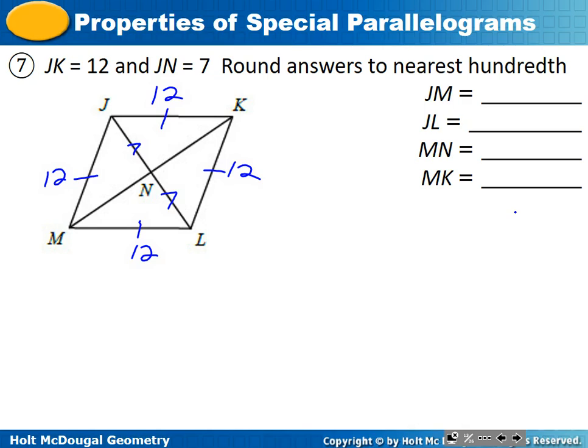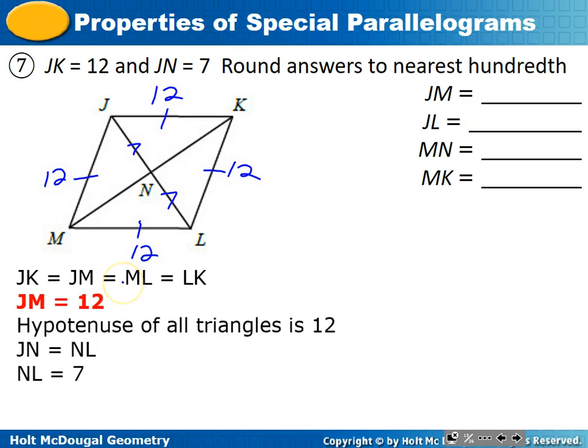So now we can go ahead and fill in these first two blanks, right? Because we know that all of those sides are the same, JM is 12. And because we know that NL and JN are congruent, NL is equal to 7, then JL is equal to JN plus NL. So we do 7 plus 7. That's 14. So this first blank was 12 and the second blank was 14.